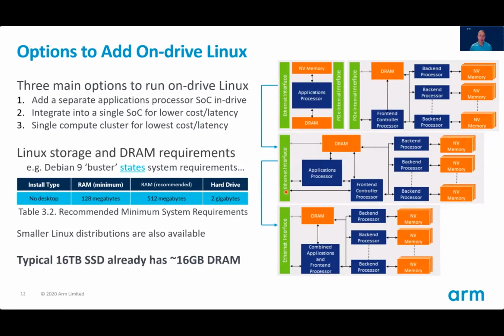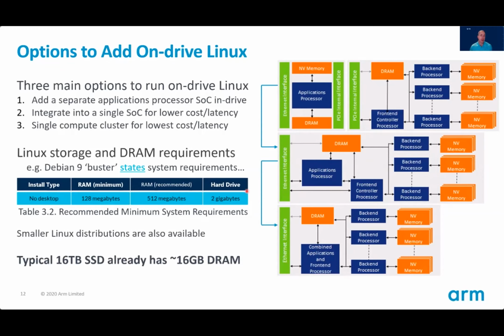The next logical progression then is, well, why not combine the applications processor and the front end processor into one cluster? That's exactly what this diagram on the bottom is showing, where the applications and front end processors have been combined. And of course, this provides additional area benefit and cost savings for the controller itself, which just lowers the overall product cost.